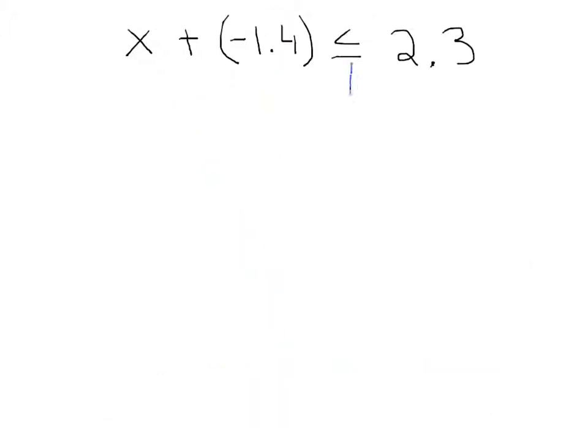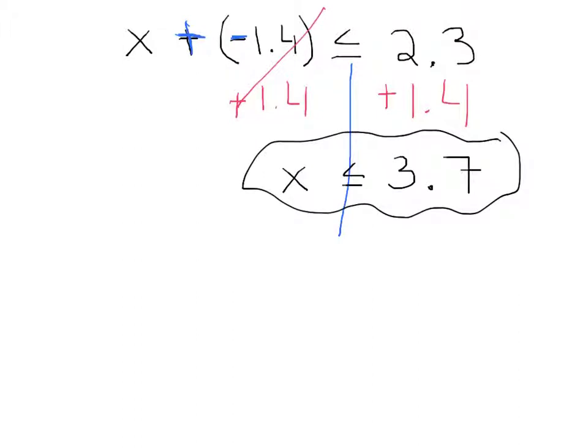In this example, it's a little tricky because we have this addition sign, and you always think, well, opposite of addition is subtraction. But we have a negative number. So we want to think, how do you want to do a negative? Well, you would add it. So we're going to add 1.4 to both sides. X is less than or equal to 3.7.